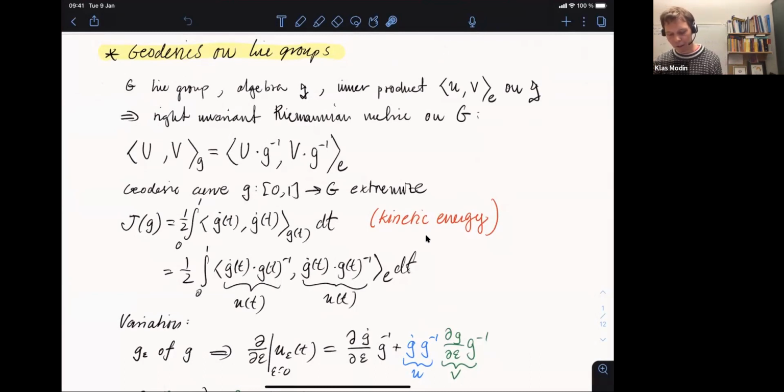So we start with some Lie group. It has an algebra, and then we introduce some inner product on the algebra. From this we get either a left or right invariant metric on the entire group by just using group translation. If we take two tangent vectors to the group, we translate them back to the algebra, and then we use the inner product on the algebra.